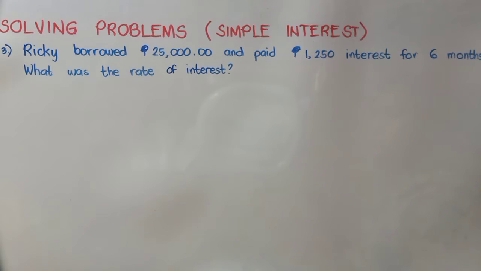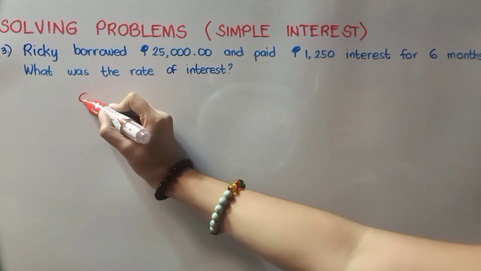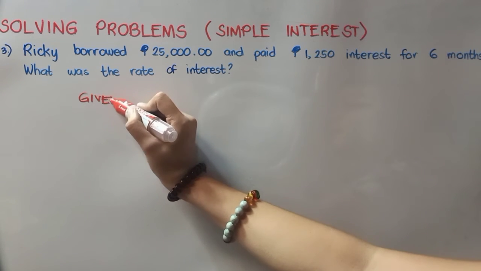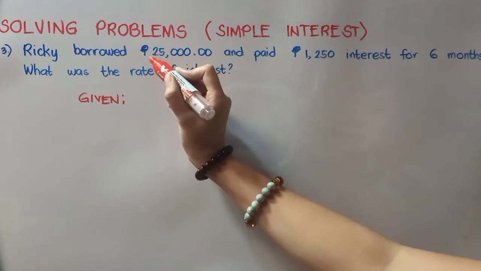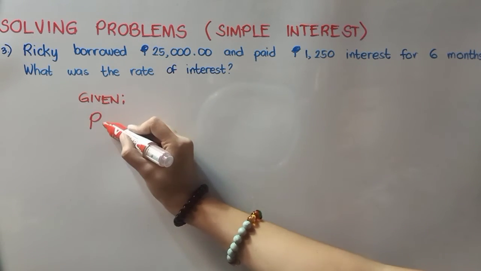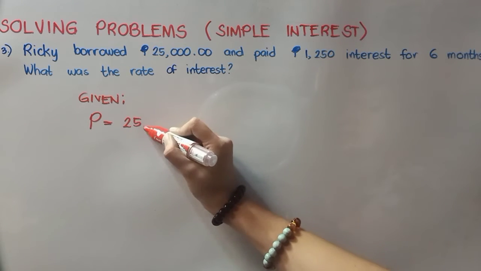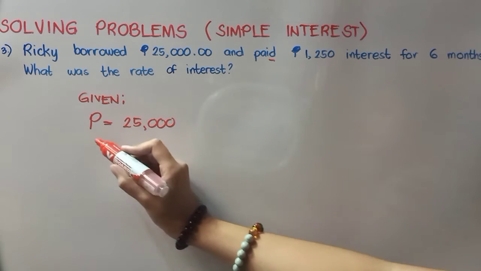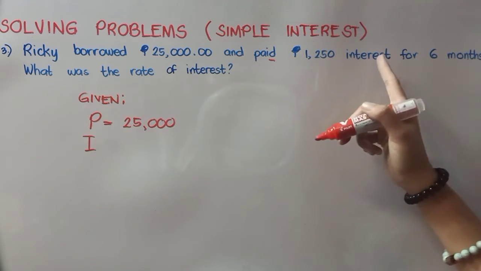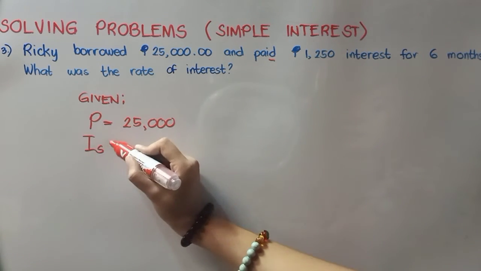Number 3. Ricky borrowed 25,000 pesos and paid 1,250 pesos interest for 6 months. What was the rate of interest? Let's lay out first our given. 25,000 pesos is the principal amount. So we have here P is equal to 25,000. Paid 1,250. This is our simple interest.